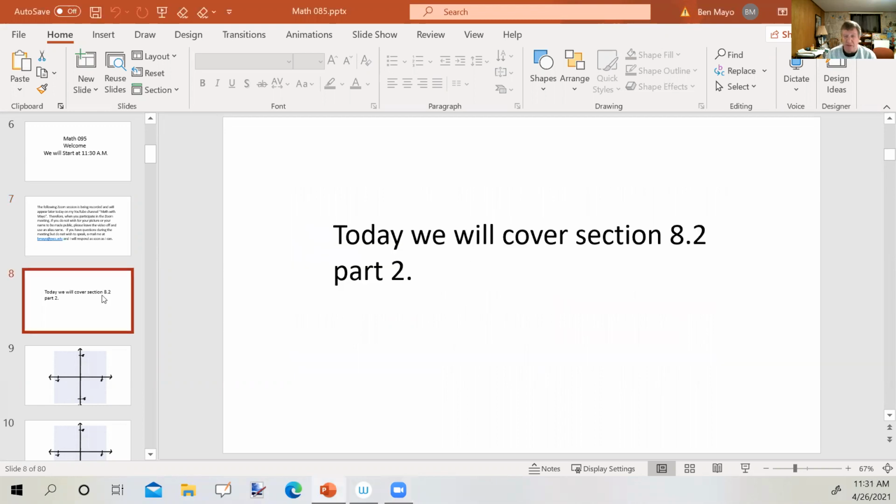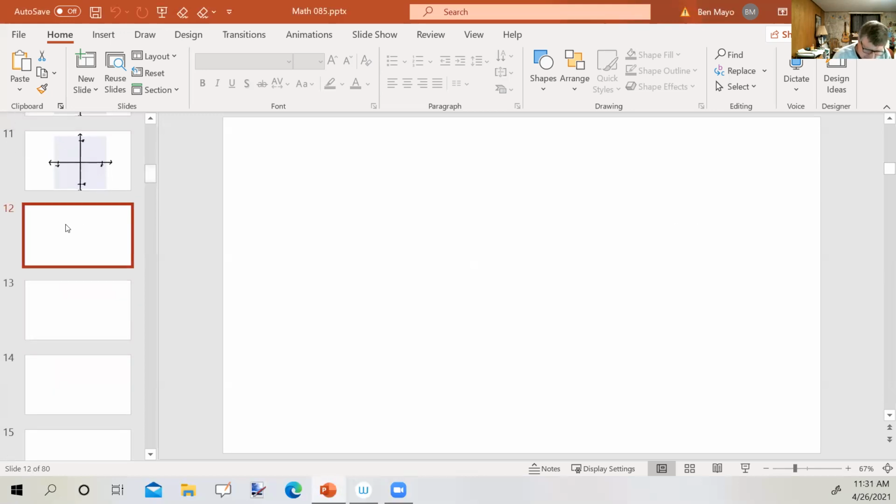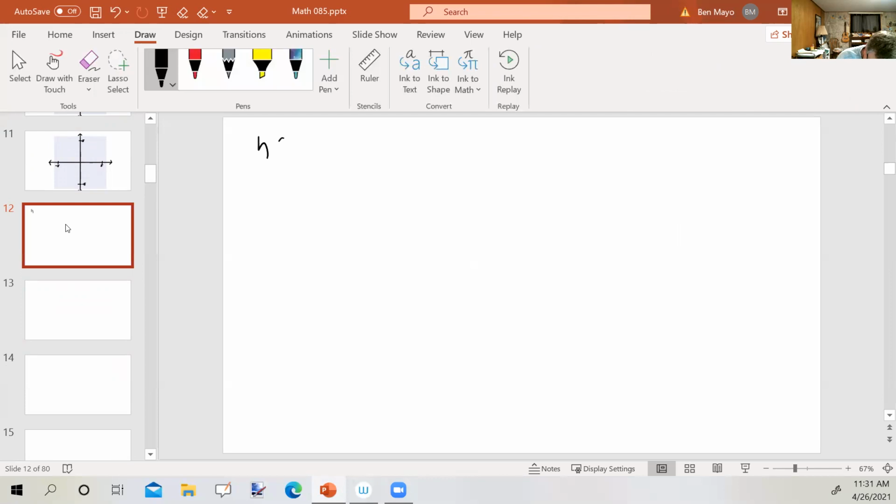All right, so today we're going to look at the second part of section 8.2. And the first thing I want to talk about has to do with domain. We have the following function: h of x equals 3x plus 6. It says find the domain of the function. So what we want to find is all of the inputs, all of the x values that when we put them into the function, they produce a real output or range or y value, okay?